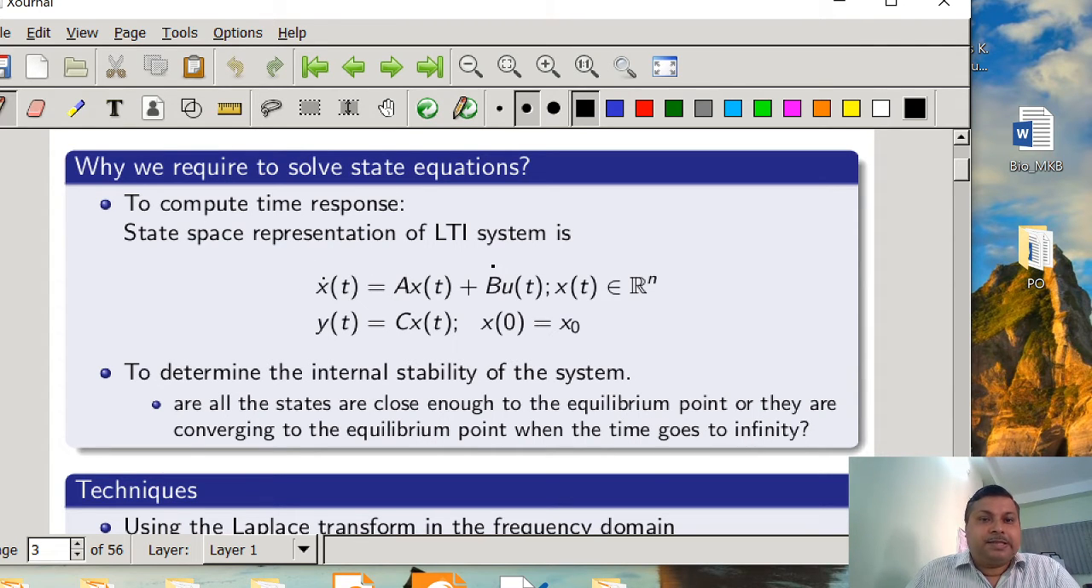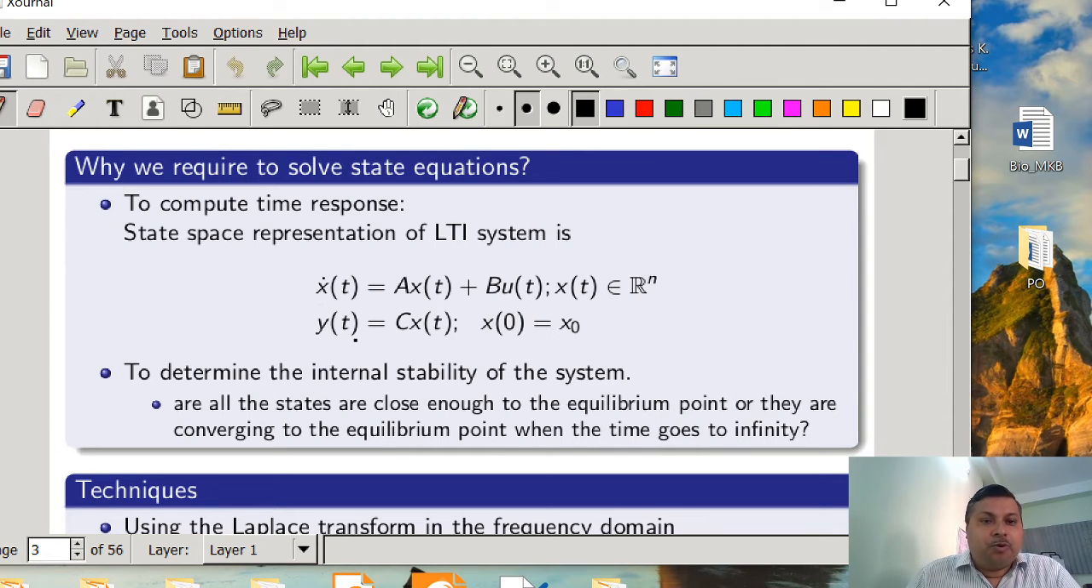that an LTI system can be represented using x dot t equal to A into x t plus B into u t, and here we are obviously assuming that there are n number of states, and the output equation y t equal to C into x t, and the initial conditions are given. Now if this is the representation of any LTI system, it can be MIMO or SISO, it doesn't matter, but we want to compute the time response. So if you see the time response or the output of the system, it is y t equal to C into x t.